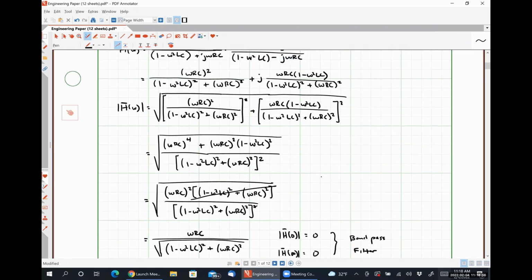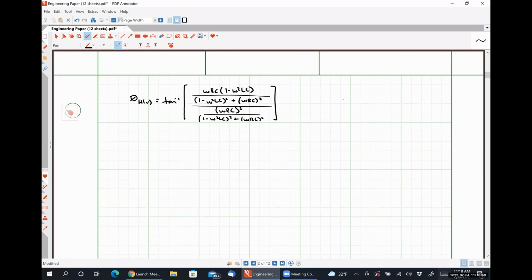Okay, making sure I got all that done correctly. So obviously these denominators cancel each other out, and this is going to leave us with the arc tangent of 1 minus omega squared LC divided by omega RC as our phase response for our bandpass filter.